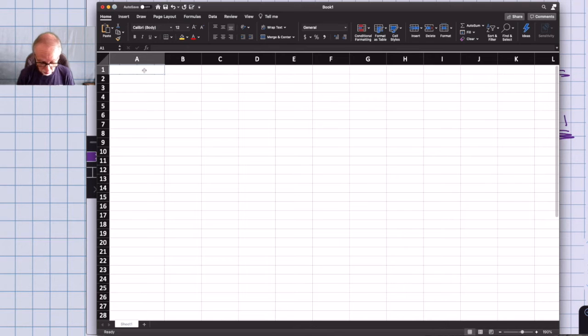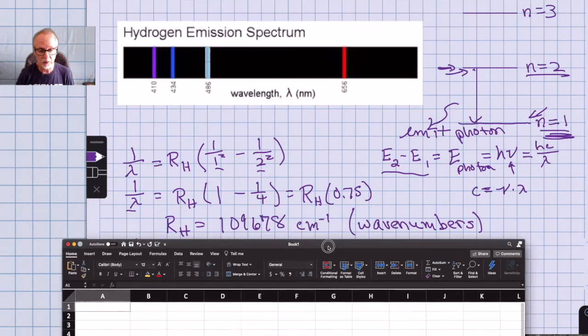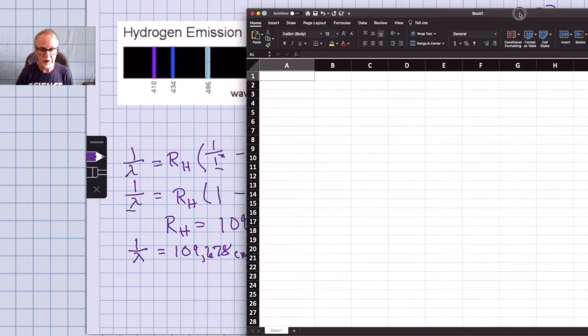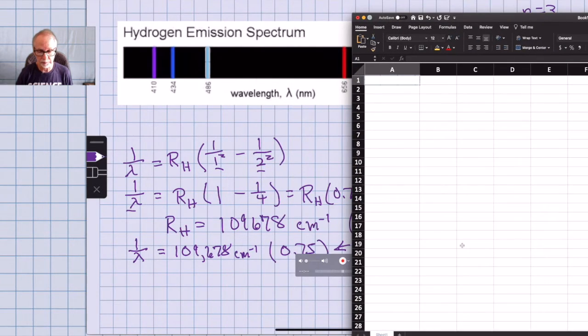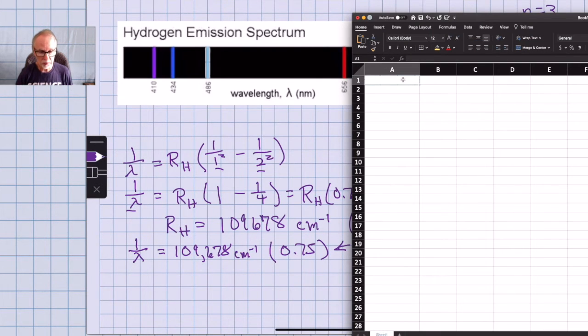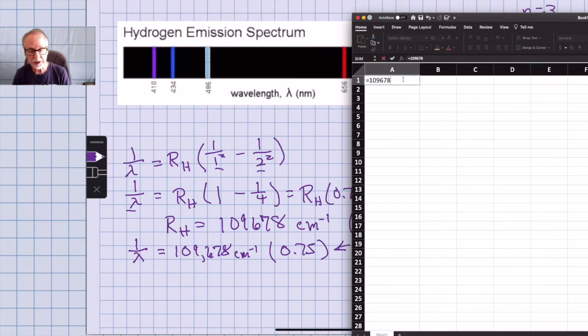All right, so just a reminder, we're going to do this calculation here in Excel. I'm going to move this off to the side a little bit so we can see that. The way we start a calculation in Excel is to use the equal sign. That's telling it we're going to enter a formula, and we're going to enter our Rydberg constant, 109,678. Now Excel doesn't know units, so you'll have to keep that in mind when we do these calculations. It's important that we note the units.